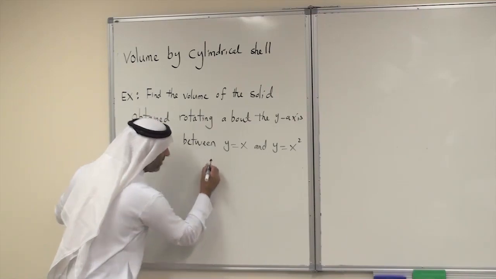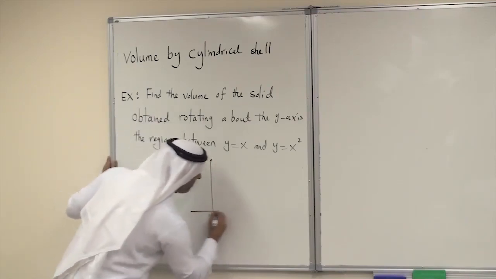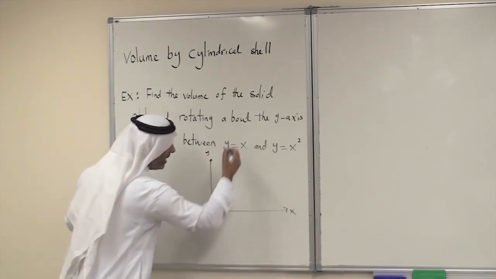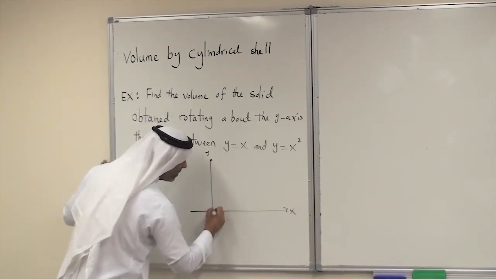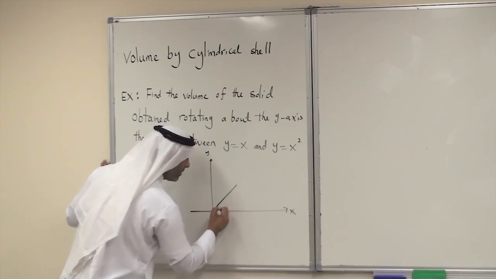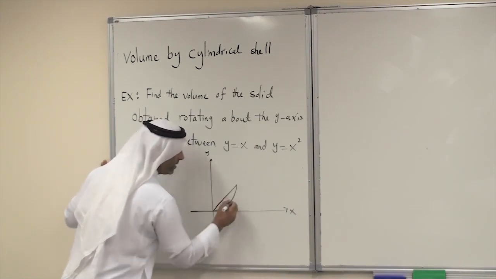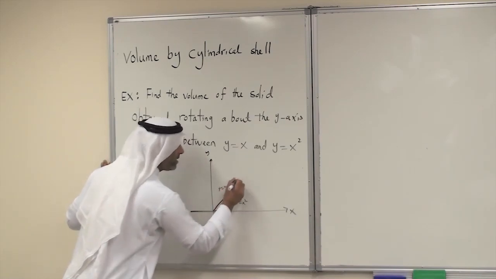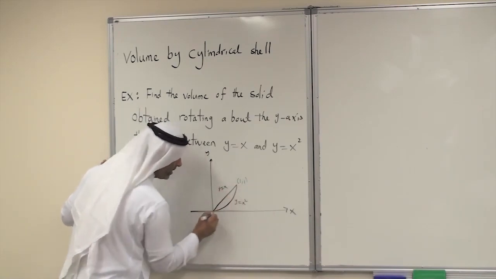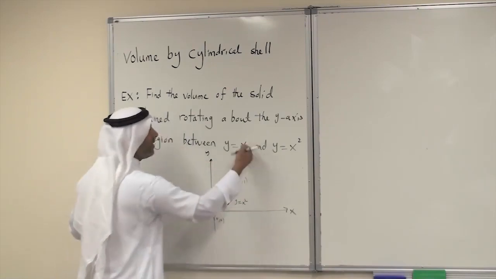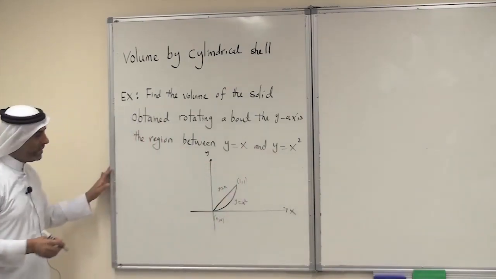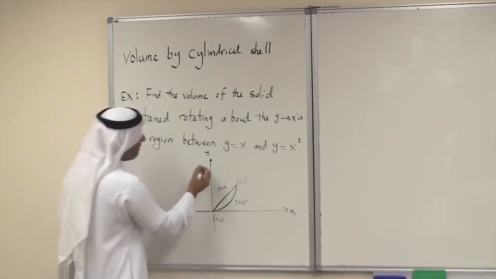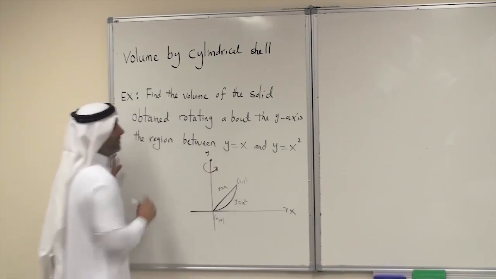This is a simple graph here. We have a straight line and we have a parabola. This is again the xy coordinate. We have here y equal to x and y equal to x squared, and this is y equal to x squared somewhere like this, and we have y equal to x. This point is 1 and 1. This point is just 0 and 0. You can easily find the intersection points between these two graphs. So this is the region we are talking about. It says I need to rotate this one about the y-axis.